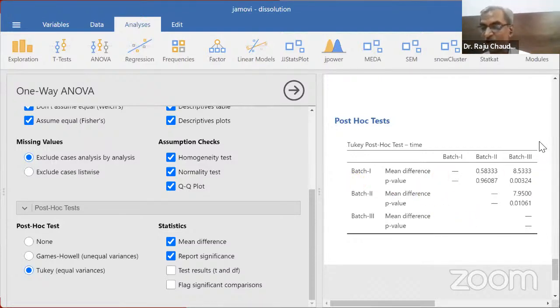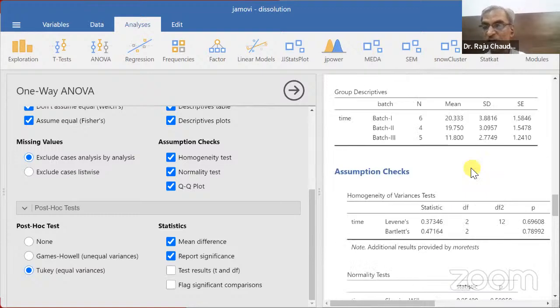So, all possible pairs: batch 1 is compared with batch 2, 1 is compared with 3, 2 is compared with 3, right? So the remaining ones are obvious, and you can never compare 1 with 1, 2 with 2, 3 with 3, because they are equal. Okay, so the first row represents the mean difference. So what is mean difference? Batch 1 mean minus batch 2 mean, that is 0.58.